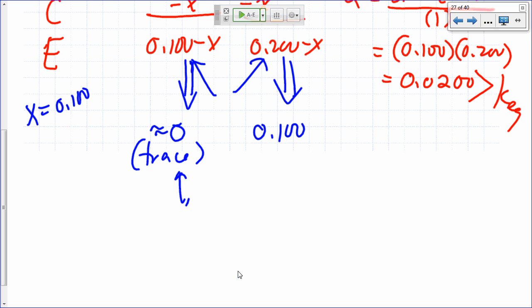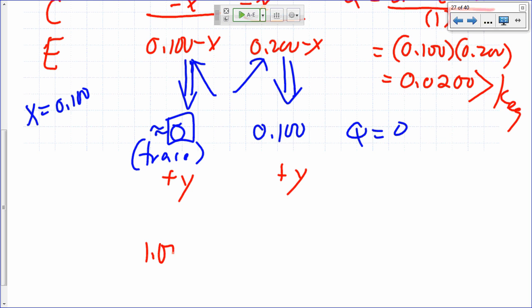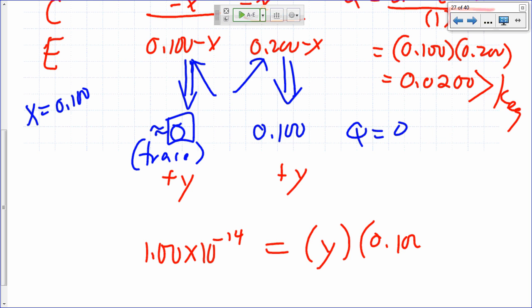Okay, so now at this point Q is 0, right? Numerator is 0 because of this. So it's actually going to shift a little bit back to the right. So we're going to shift this back a little bit to the right. So I'm going to add plus y and plus y over here. So our KEQ then, 1.00 times 10 to the negative 14 equals y times 0.100 plus y.